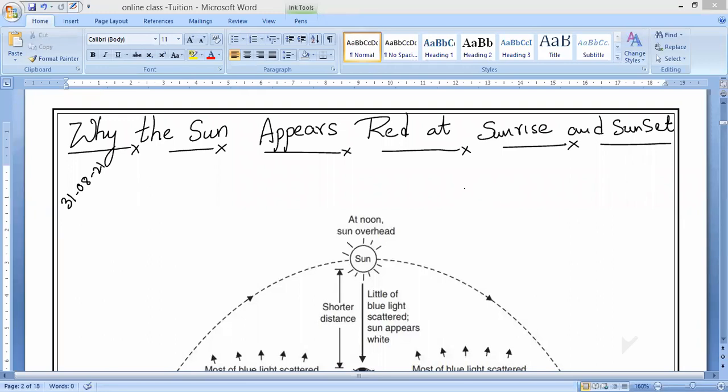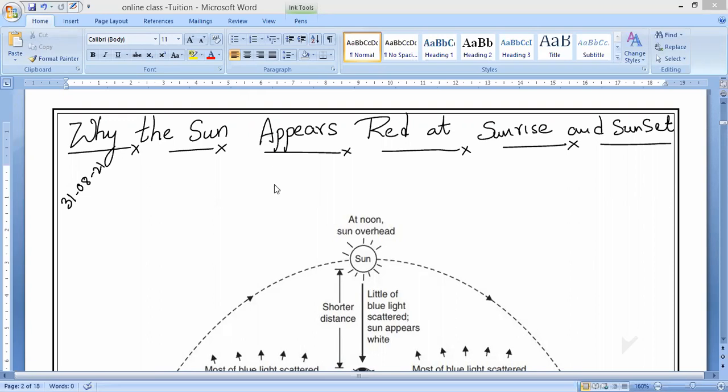Now today's class we are going to study first why the sun appears red at sunrise and sunset, as well as an experiment to study the scattering of light. First we will discuss why the sun appears red at sunrise and during sunset. So let us discuss in detail what is the phenomenon behind it.